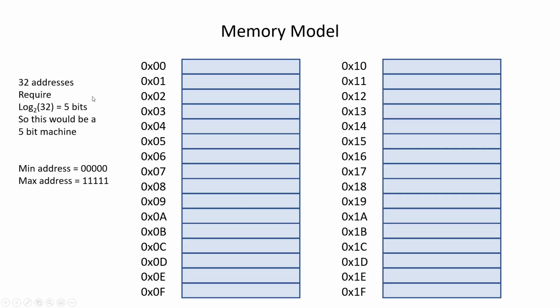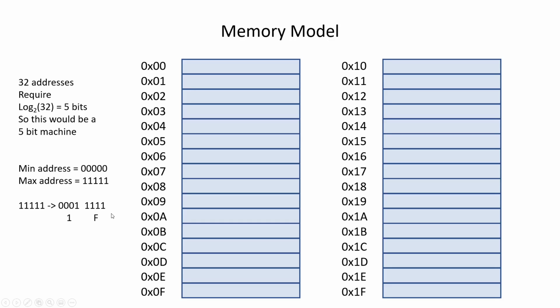So 32 addresses, I'm going to take the log of that, the log base 2, requires 5 bits to describe them. That means that this machine right here with 32 memory addresses is a 5-bit machine. The minimum address, 00000, would be this top one up here. And the maximum address I can have is where they're all ones, 11111. And that's 1F down over here in the lower right.